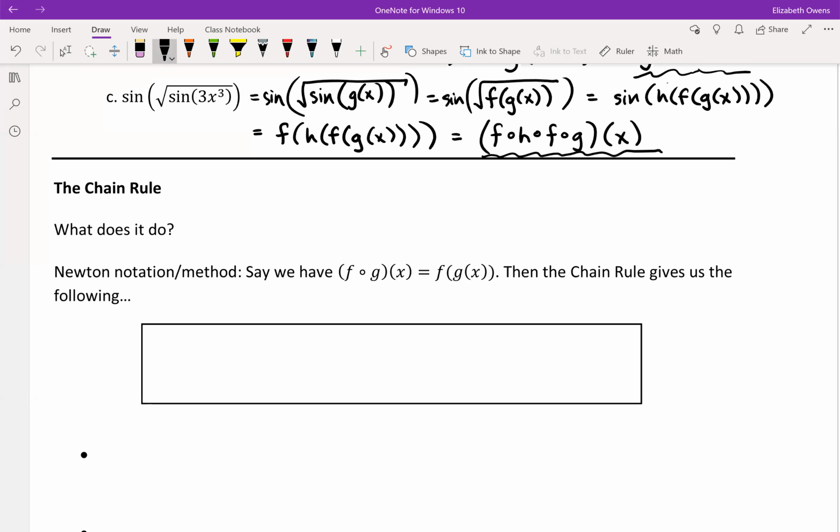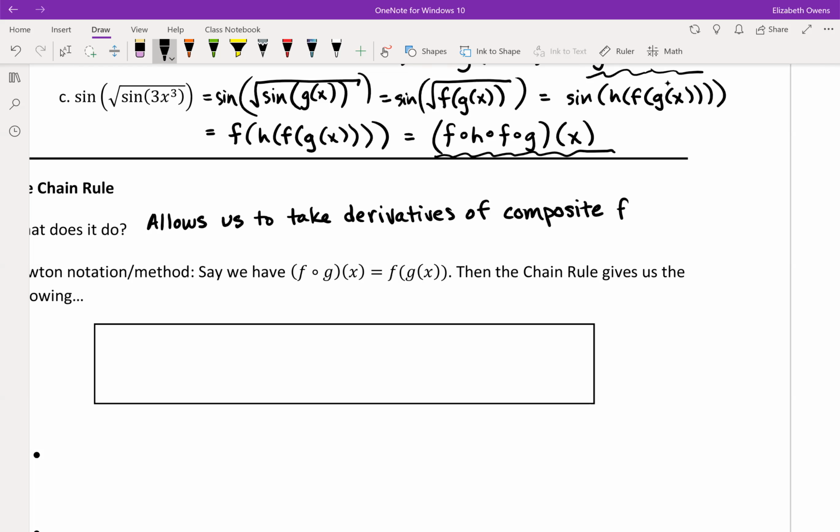All right, now that we've got our warm-up done, we are going to look at the chain rule. So this is the new stuff for section 3.6. And first off, what does it do? This allows us to take derivatives of composite functions. Composite functions.